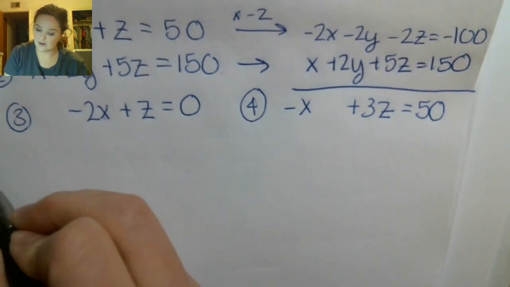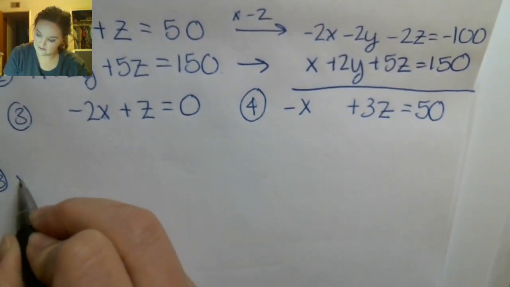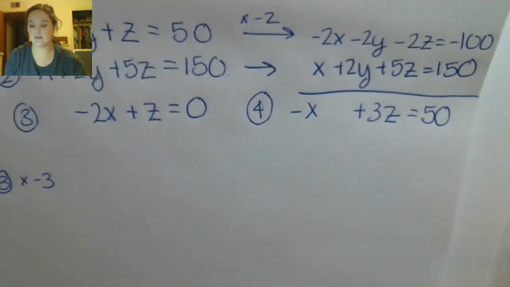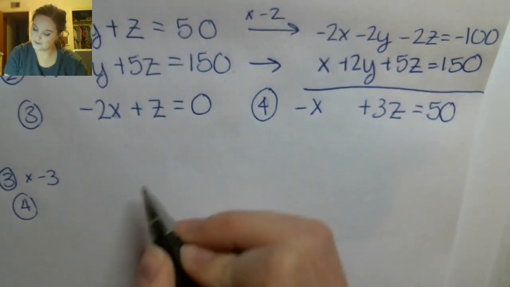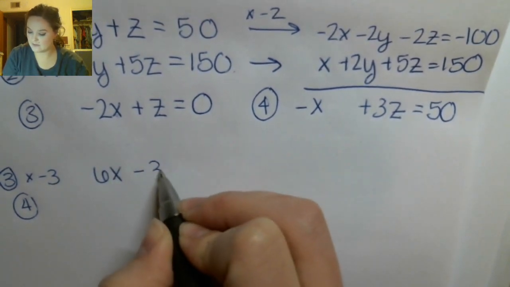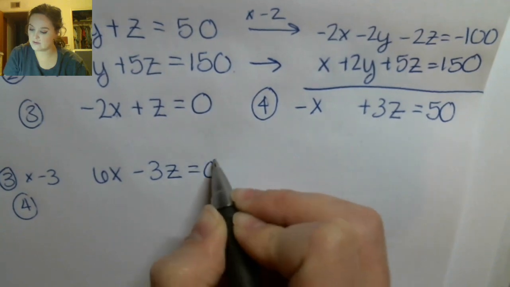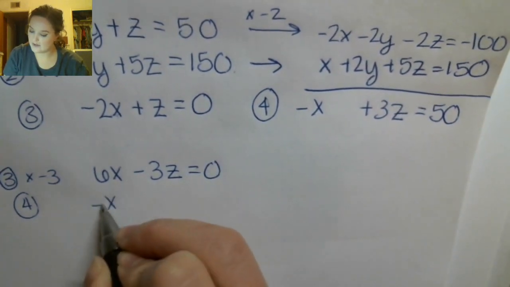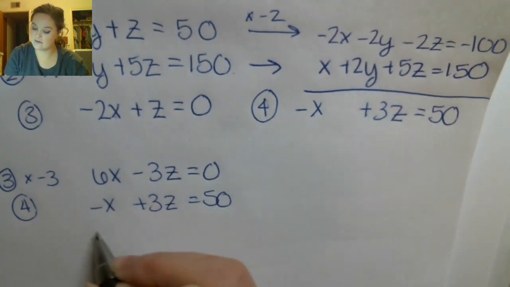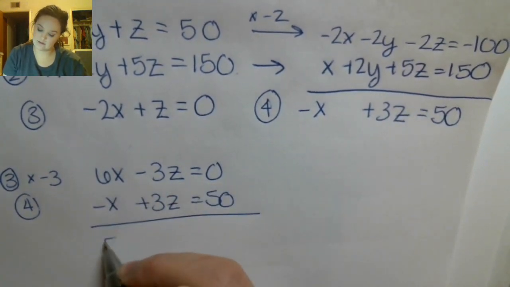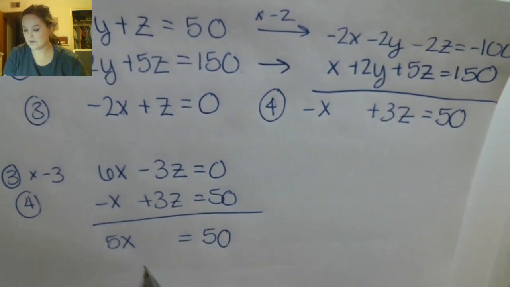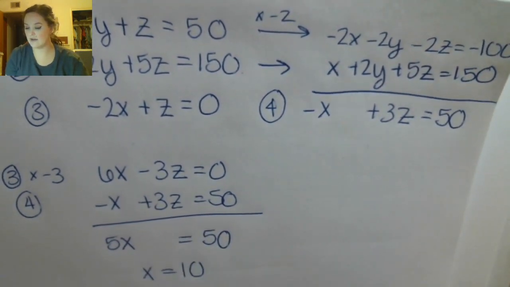Okay, so now I'm going to do equation 3 times negative 3, right, so that I can cancel out my z's. And then I'll just copy equation 4. Okay, so that would be positive 6x minus 3z equals 0. Okay, and here I'll have negative x plus 3z equals 50. Add these together. These ones cancel. Okay, so x equals 10.